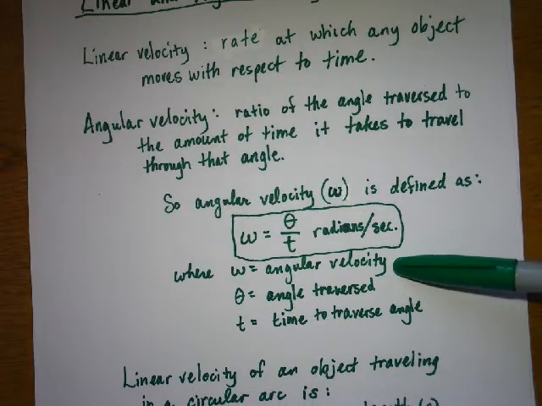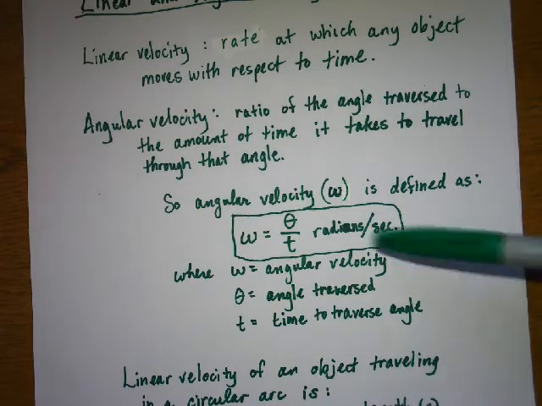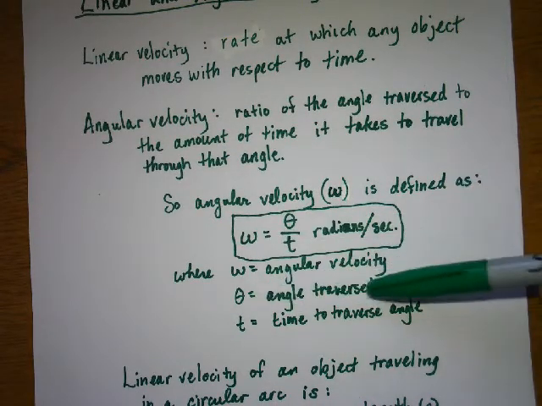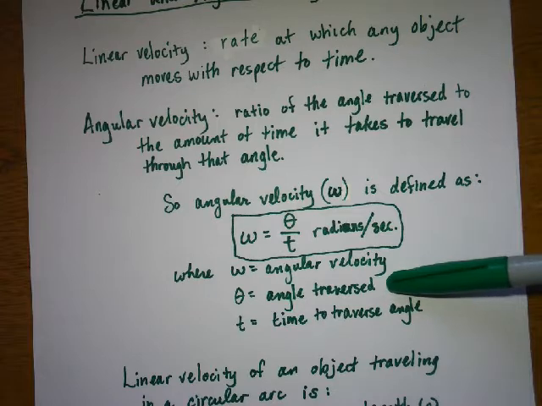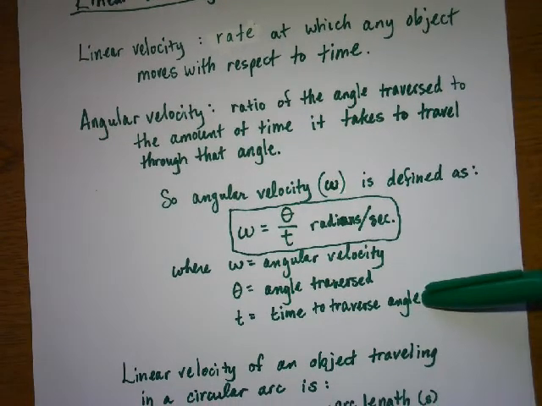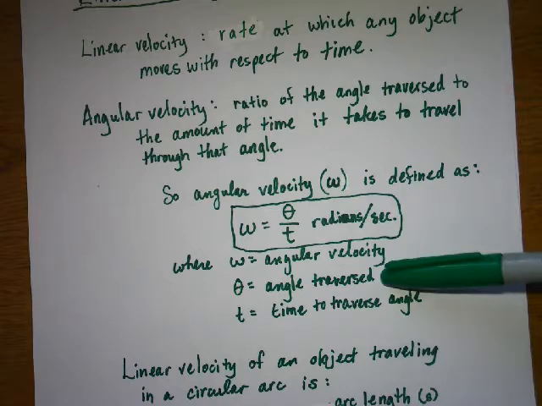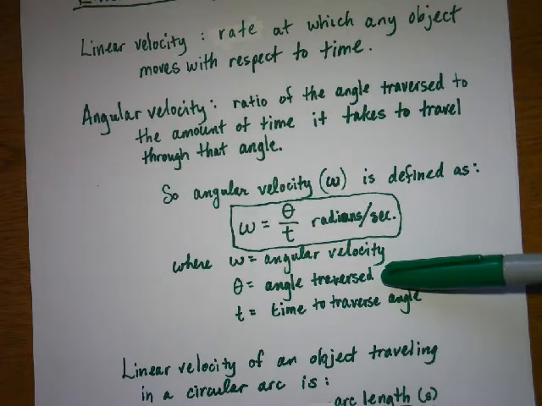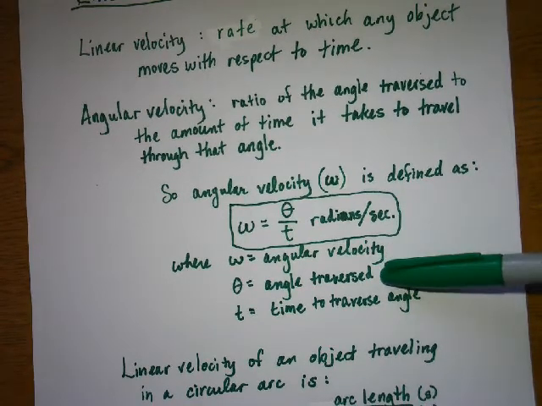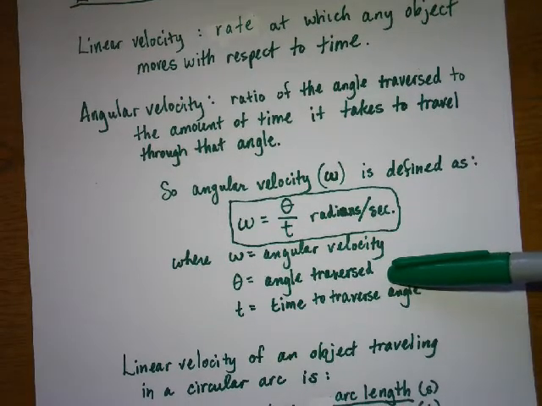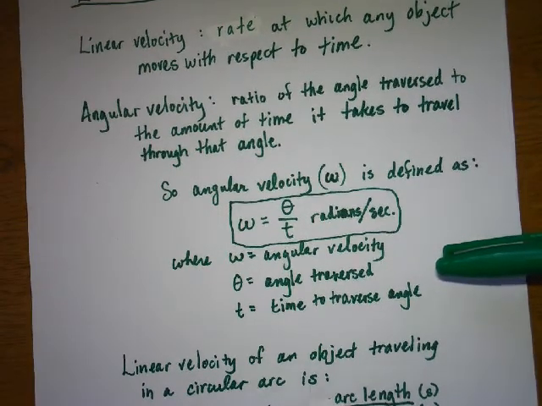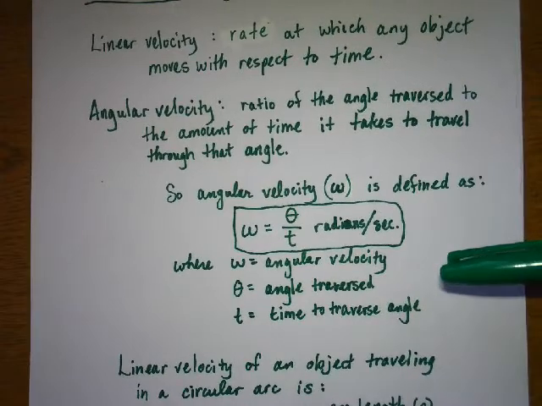So again, omega represents the angular velocity. Theta is our angle that is traversed. And t is the time that it takes to traverse the angle. Theta would be similar to our central angle that we have been working with as we've been finding arc length and area of sectors. So go ahead and pause, make sure you have this copied down, and we'll finish up with the rest of the notes.